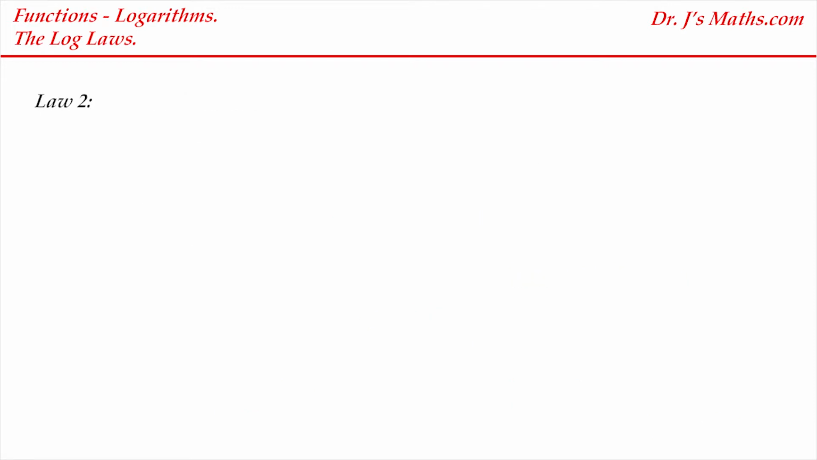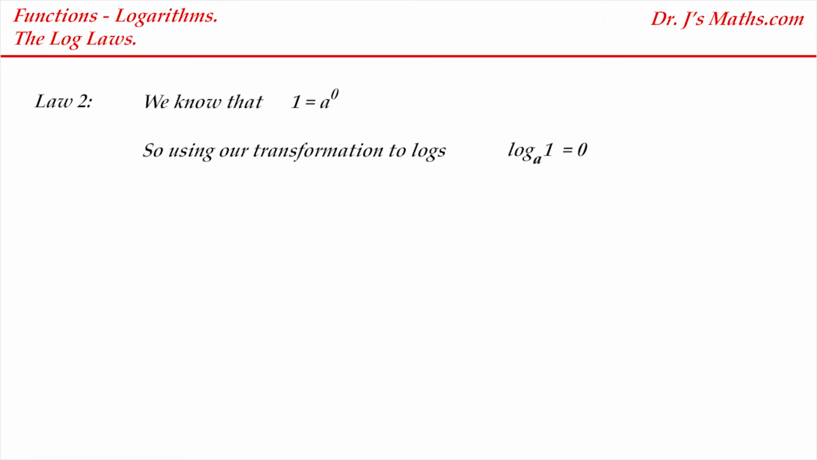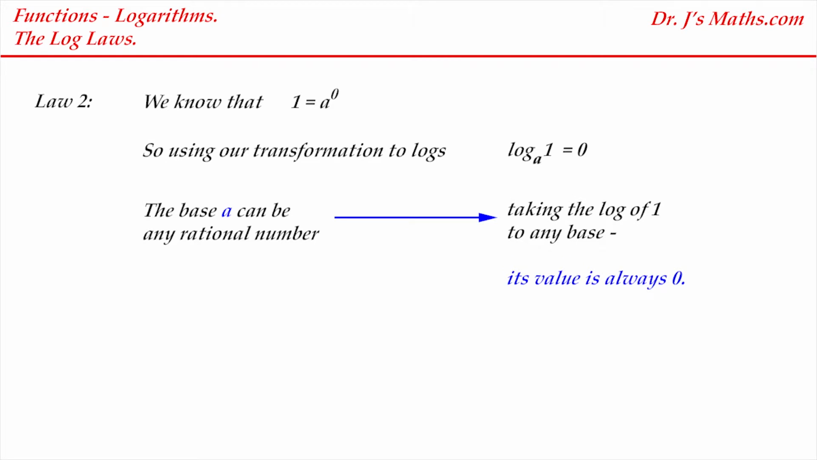To start law 2, we know that 1 is equal to a to the 0. So again, using our transformation to logs, we can write log 1 to the base a is equal to 0. Again, base a can be any rational number, so taking the log of 1 to any base, its value is always 0. So log 1 to the base 10 is 0. Log 1 to the base 42 is 0. Log 1 to the base e is always 0.